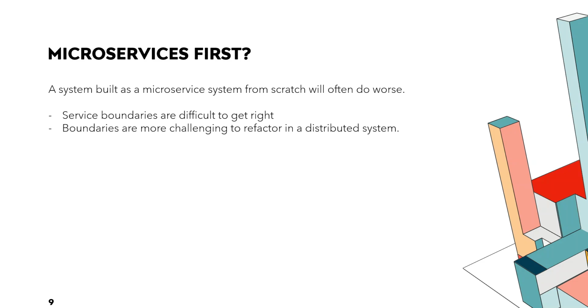So, for consideration, if you go microservices first, a system built as a microservice system from scratch will often do worse, or will not be good enough, because you cannot easily get the boundaries. Service boundaries are really difficult to get right. And boundaries are more challenging to refactor in a distributed system, because we are talking about microservices. It's like a distributed system.